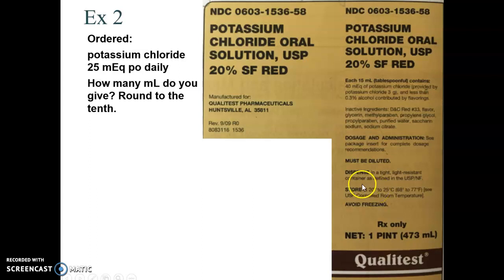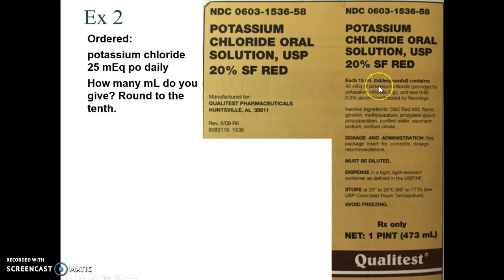Okay, here on example 2, we've got an order for potassium chloride, 25 MEQs by mouth daily. And we've got to figure out how many milliliters we're going to give, rounded to the nearest tenth. Okay, so we've got a label here for potassium chloride oral solution. And again, it doesn't really tell us anything on the front about our unit dose concentration, but over here on the side, we can read that each 15 milliliters, which is a tablespoonful, is going to contain 40 MEQs of potassium chloride.